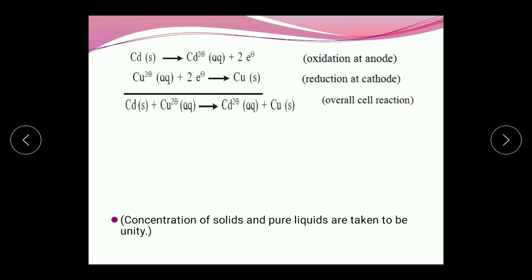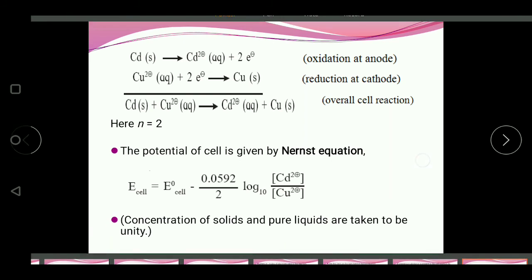Now we are going to calculate the overall cell potential. That's why we have taken the total cell. And now we are going to use the Nernst equation. For that, we require only the value of small n. What is n? Number of moles of electrons. How many moles of electrons are there? 2 electrons. So in the above case, n will be equal to 2. And hence the potential of the cell is given by the Nernst equation, and that will be like this.